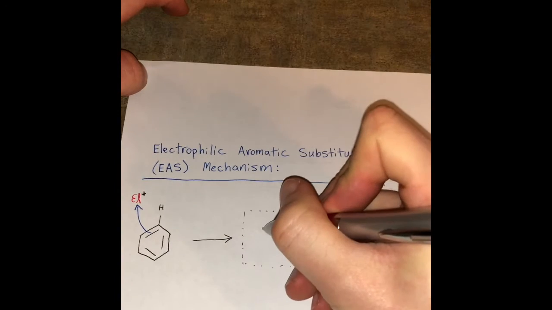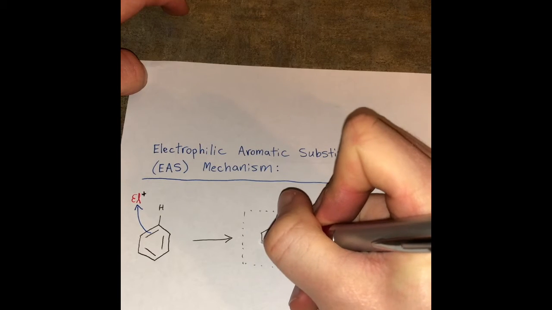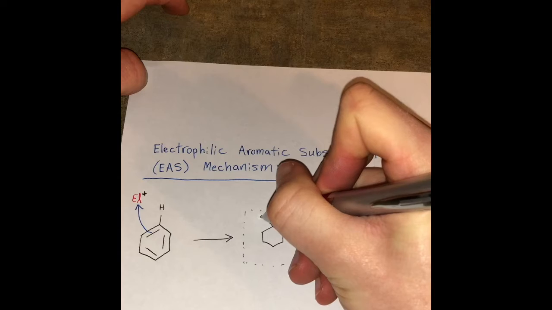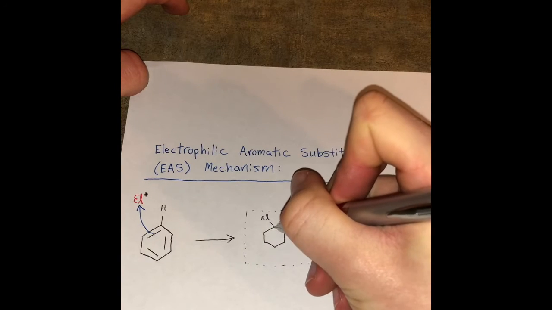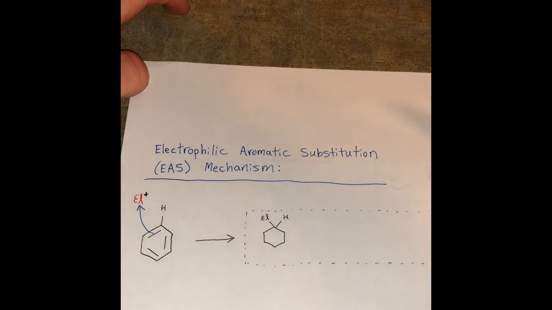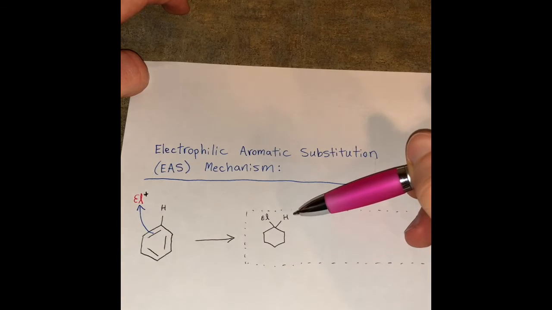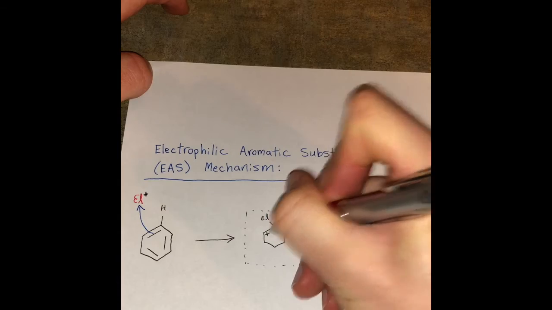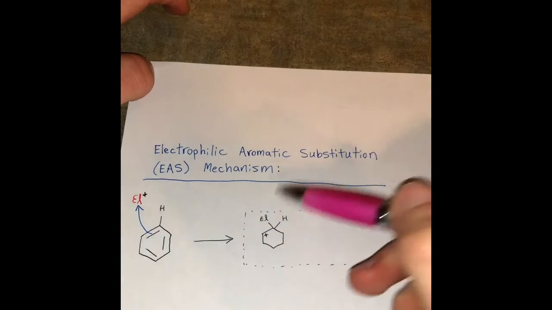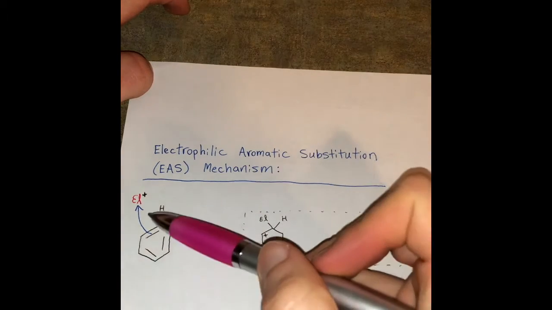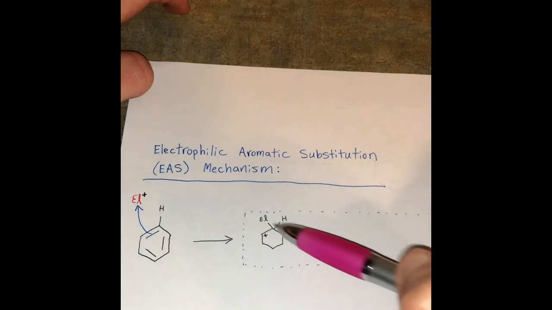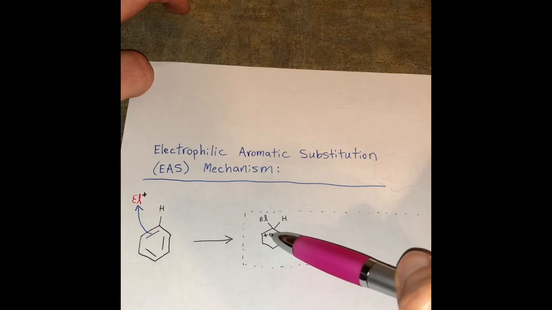The first one that I'm going to draw looks like this. Now we have our electrophile and our H on the same carbon. But since we used electrons in this double bond to bond to the electrophile, this carbon right here now has one less bond on it.